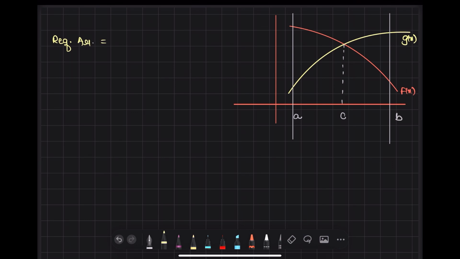So how will you proceed? First you will integrate from A to C. Then you will write who is the upper curve? The upper curve is f of x. So f of x minus g of x dx. Now plus integration from C to B. Then the upper curve is g of x, so g of x minus f of x dx. So this is how you will be calculating area in the given situation.